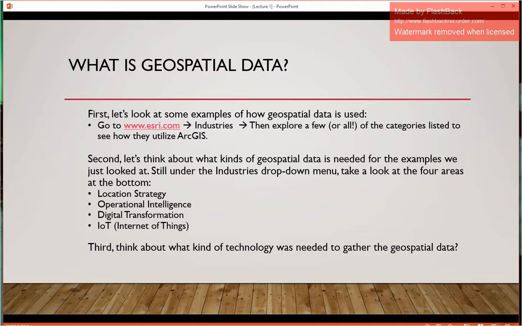And as you're going through, think about what kind of technology was needed to gather that data. Do you think they had to get that data from a satellite or from an image, from satellite imagery versus photography or remote sensing? Or did somebody go on the ground and walk around and capture data points?